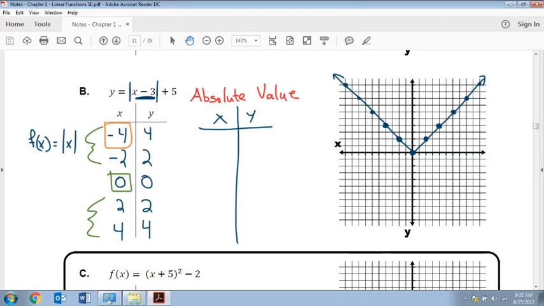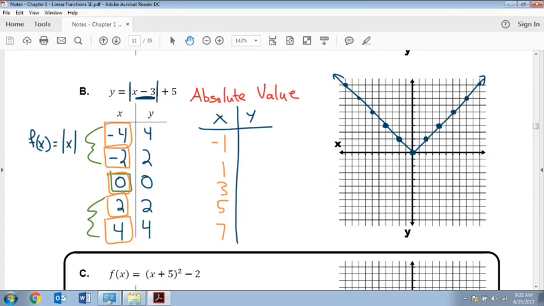Start with all your x's and do it to all your x's. Negative 4 plus 3 is negative 1. Negative 2 plus 3 is positive 1. 0 plus 3 is 3. 2 plus 3 is 5. 4 plus 3 is 7. Yeah, 4, 5, 6, 7. I can't count. I start singing, I forget what I was doing.